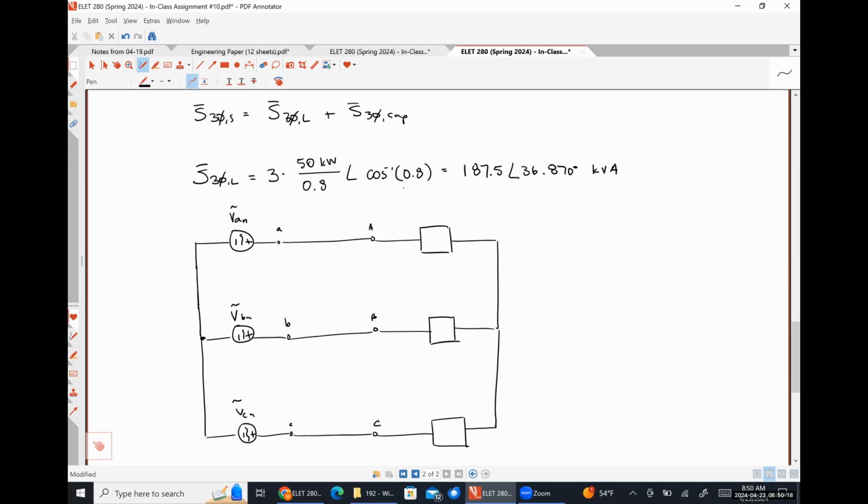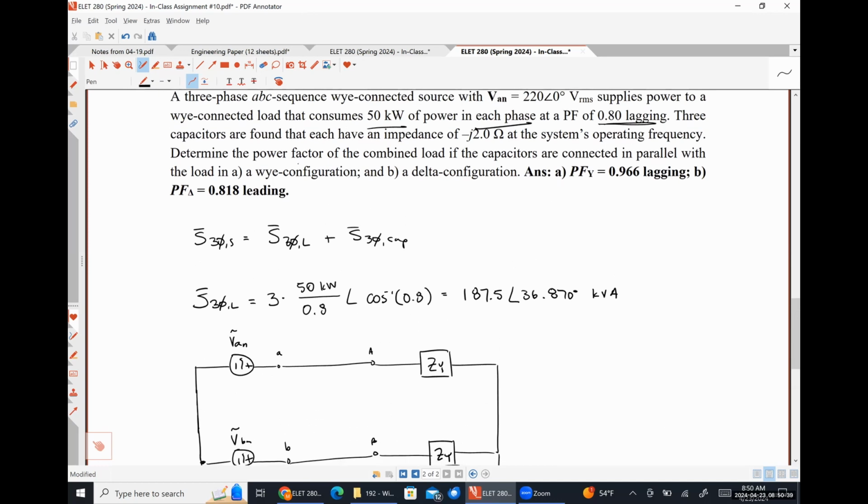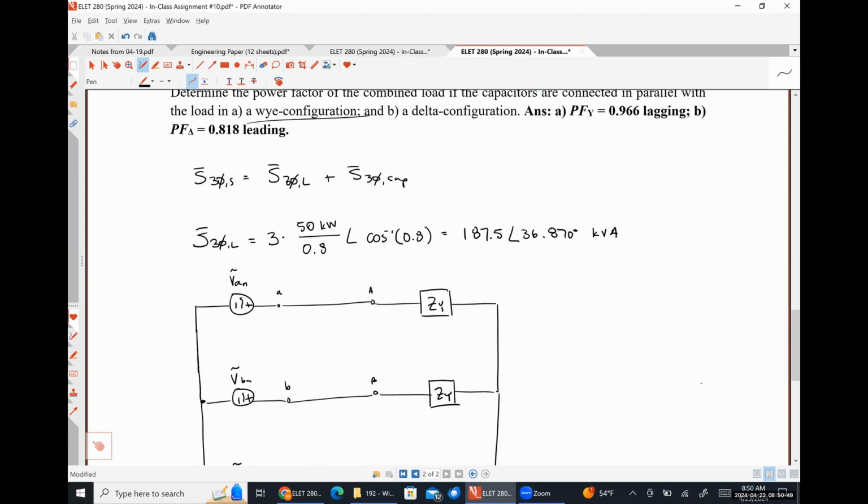Okay. So this is what we have. This is our impedance ZY. We literally do not know what it is. I argue that we could find it out if we wanted to, but it's not really going to be useful for us, so I'm going to leave it alone. Okay. So in part A, we're trying to find the power factor of the combined load if the capacitors are connected in parallel in a Y configuration or a delta configuration, right? So part A is the Y configuration, part B is the delta configuration.